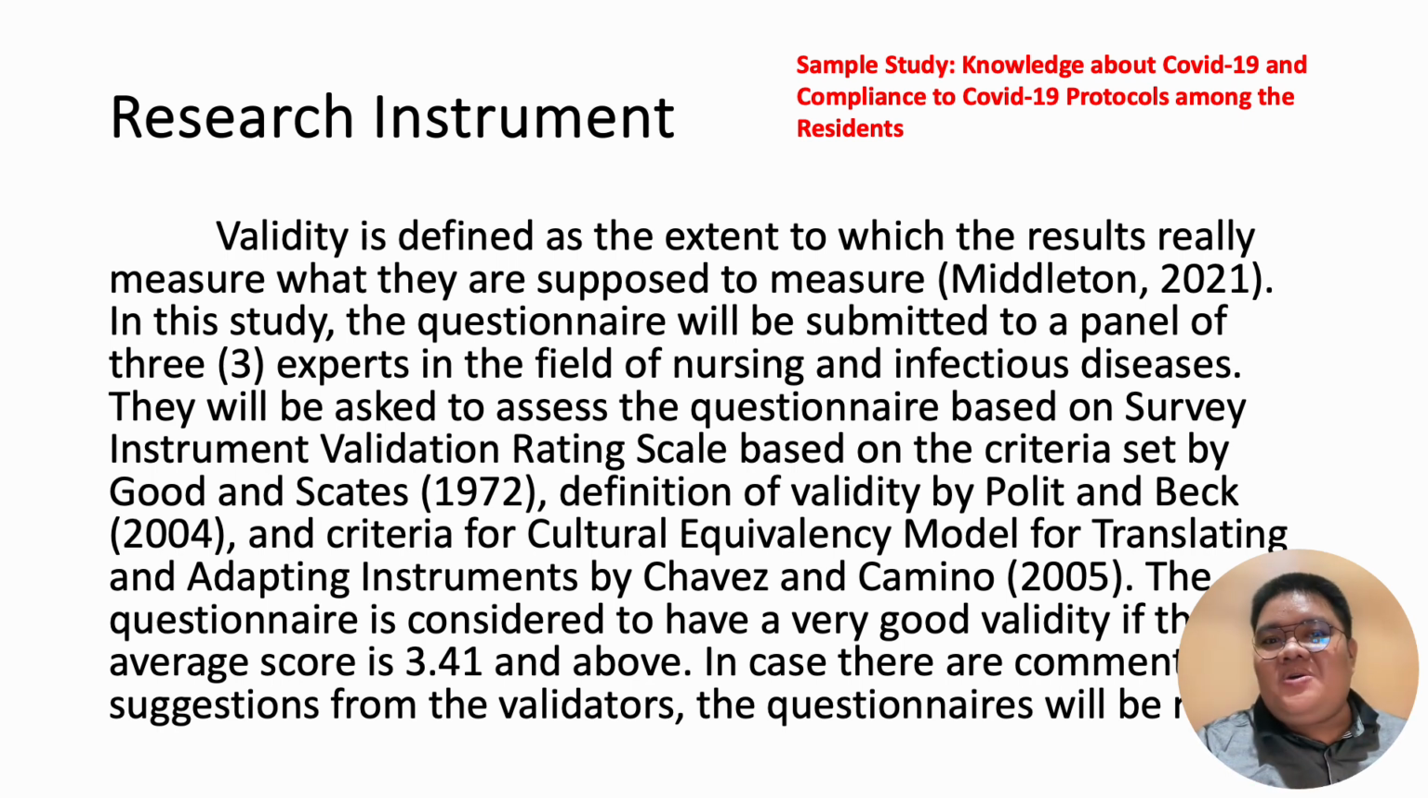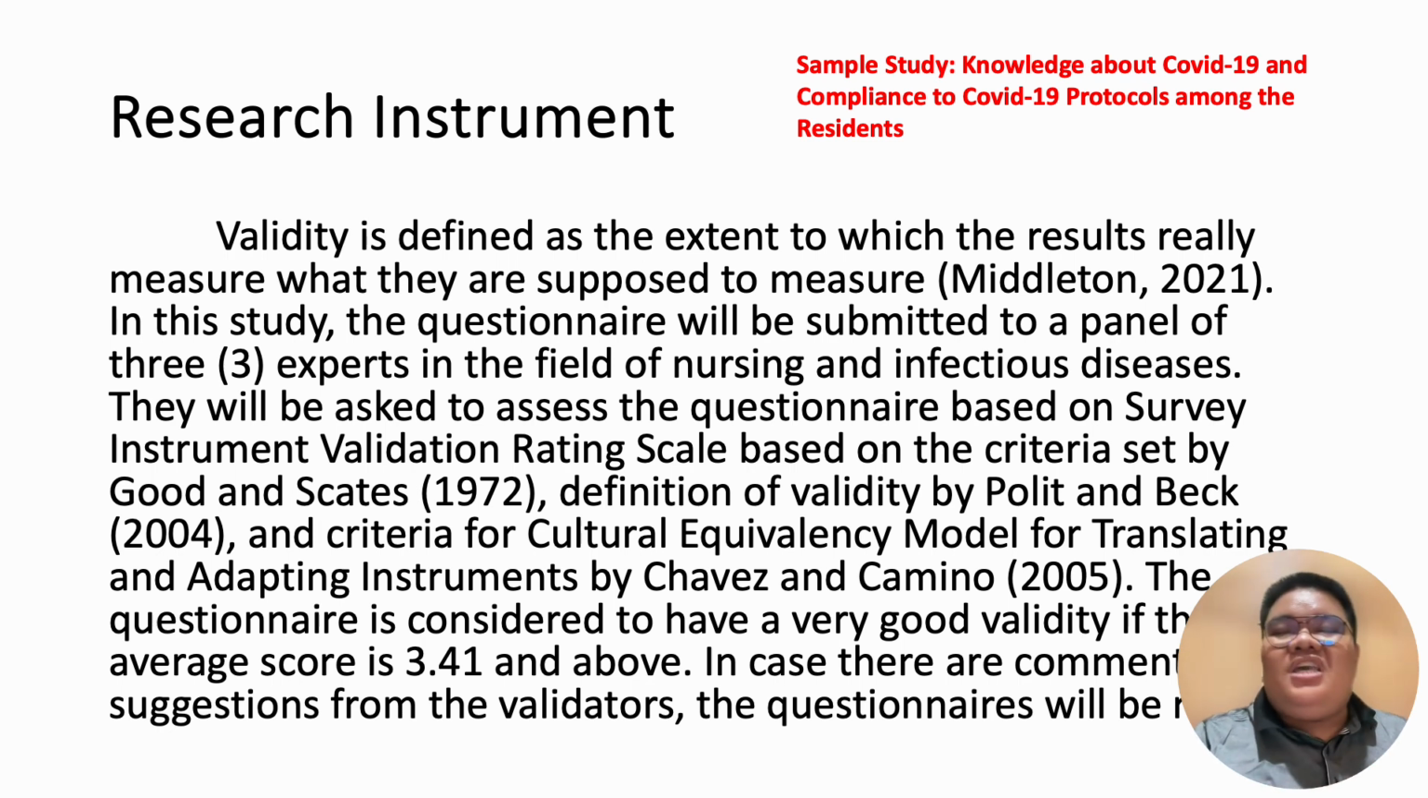There's a rating scale that could be used, and that rating scale is easily accessible online. Your validators need to use this rating scale for them to determine whether your questionnaire is valid or not. If the average score is 3.41, your questionnaire may be considered valid. But if the average score among the 3 validators is less than 3.4, your questionnaire may not be valid and revision may be warranted. In addition, if there are comments or suggestions from the validators, the questionnaire will also be revised. Again, I would like to say that this is just one way to perform the validation of your research. There are other ways of doing it.